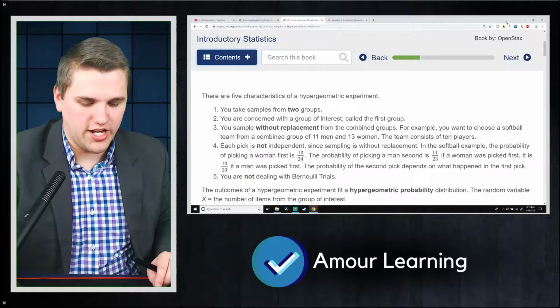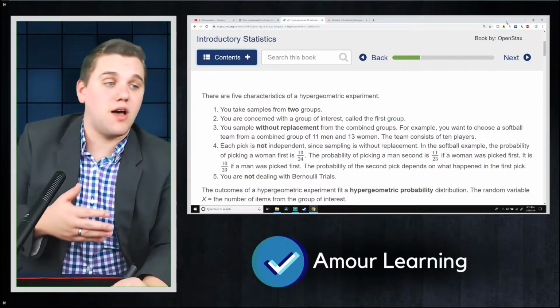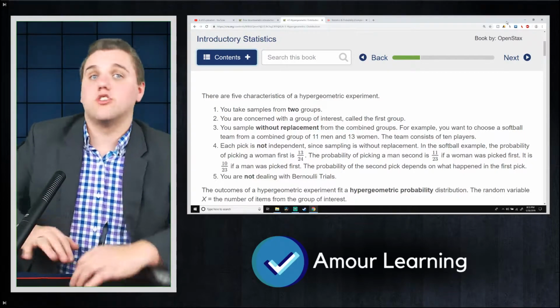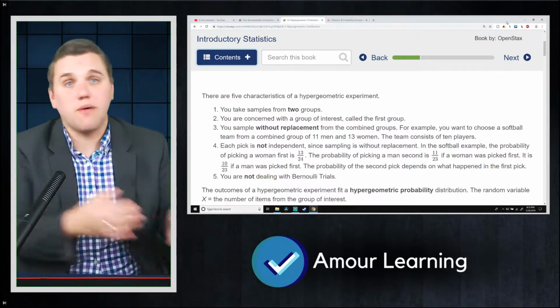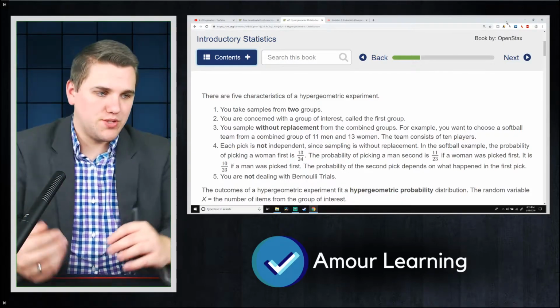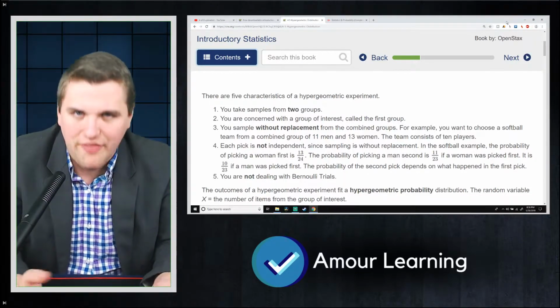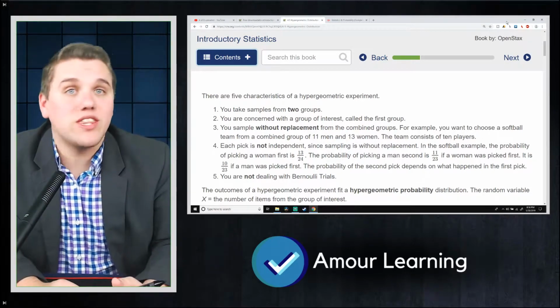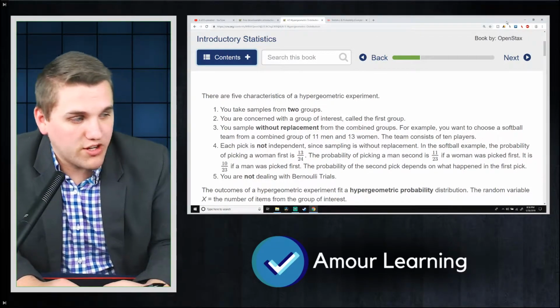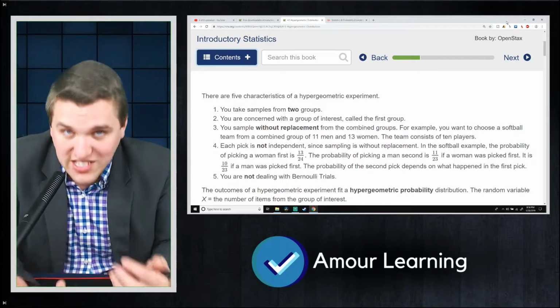Now, that being said, let me give you guys a formal definition of hypergeometric experiments. There are 5 characteristics of a hypergeometric experiment. Number 1, you have to take samples from 2 groups. So marbles and pens, men and women, or Republicans and Democrats, or something. You have 2 groups, and you're going to draw a sample from both groups. You are concerned with a specific group of interest called the first group. Now, we're just going to call that the success group, if you will. You sample without replacement from the combined groups. For example, you want to choose a softball team from a combined group of 11 men and 13 women. The team consists of 10 players. That's exactly what we were talking about.